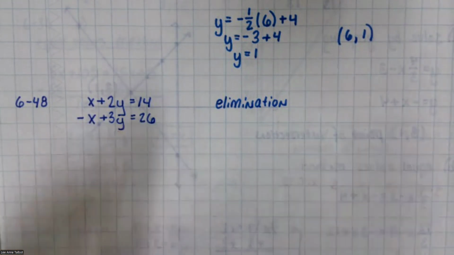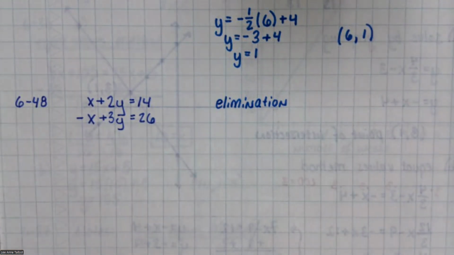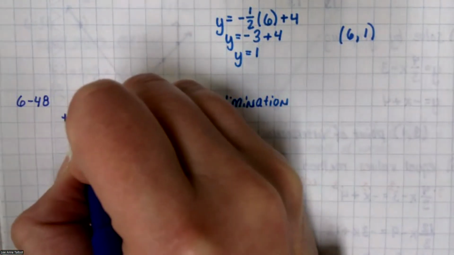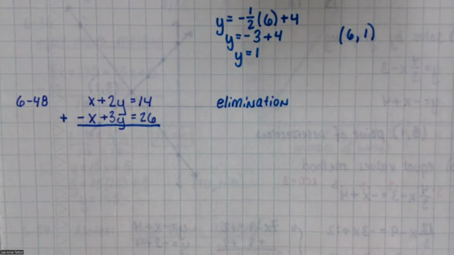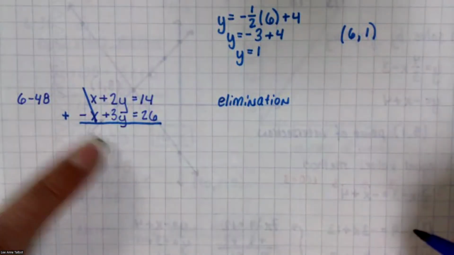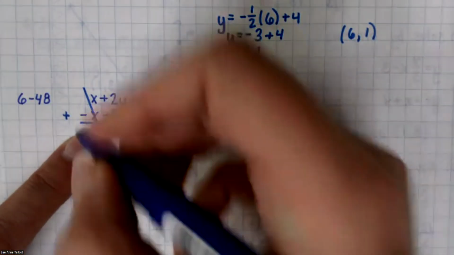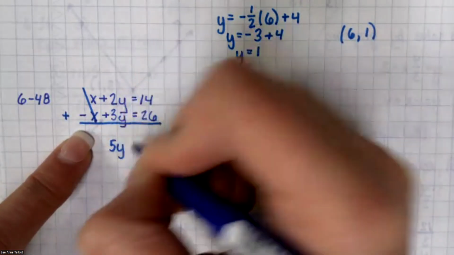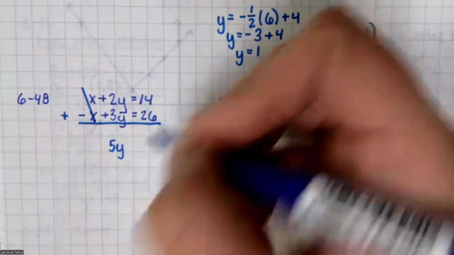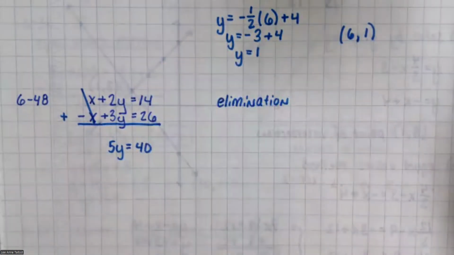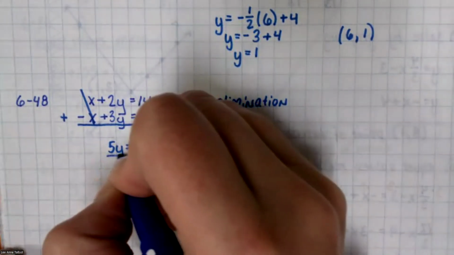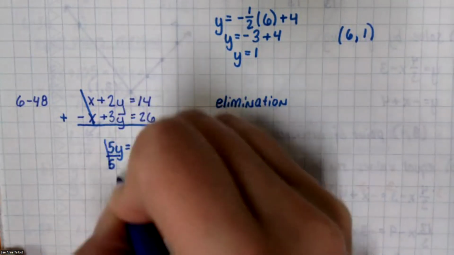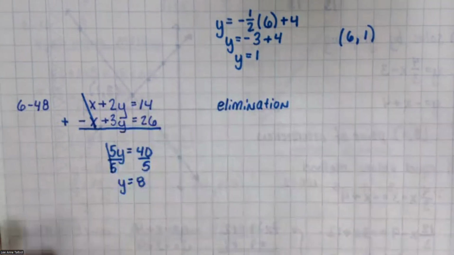This particular problem is a baby elimination one because it's your first one. What you do is you add the two equations together. In this particular case, those cancel. That's what makes this a baby one. 2y plus 3y is 5y, and 14 plus 26 is 40. And you already have y right away.